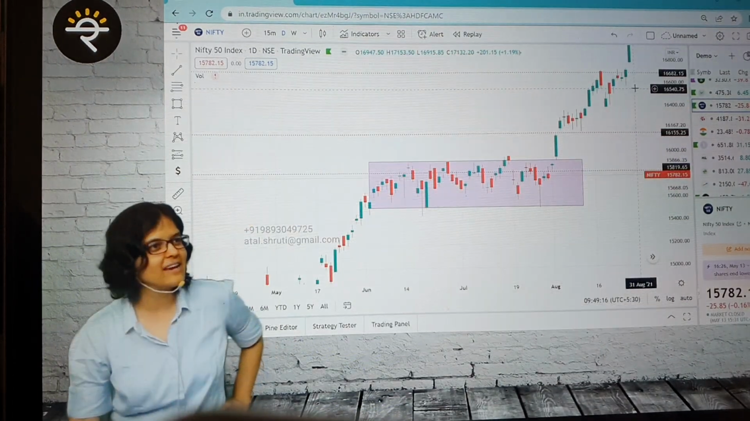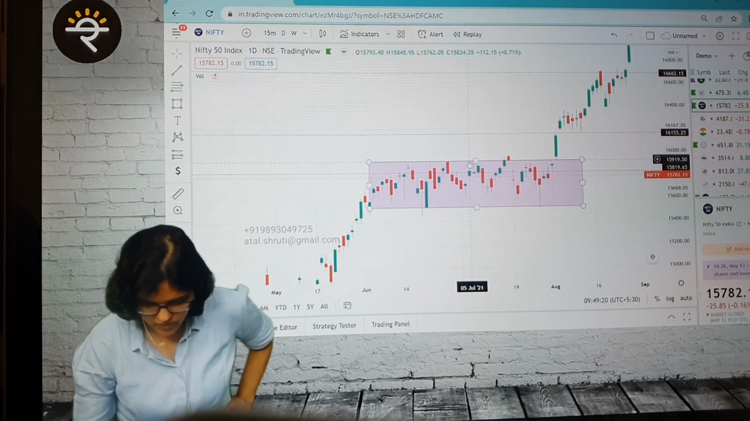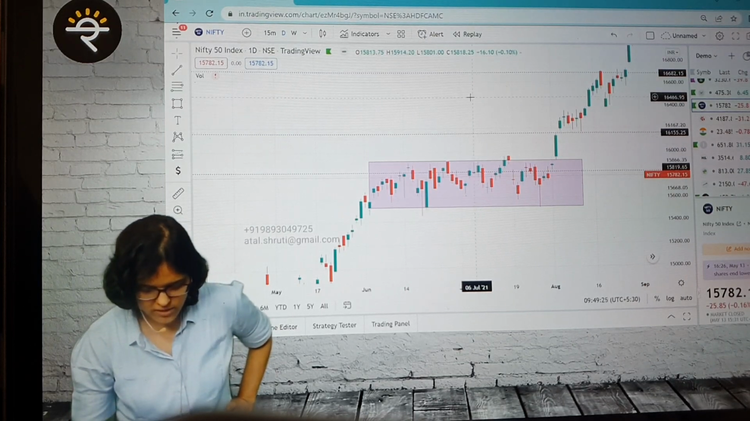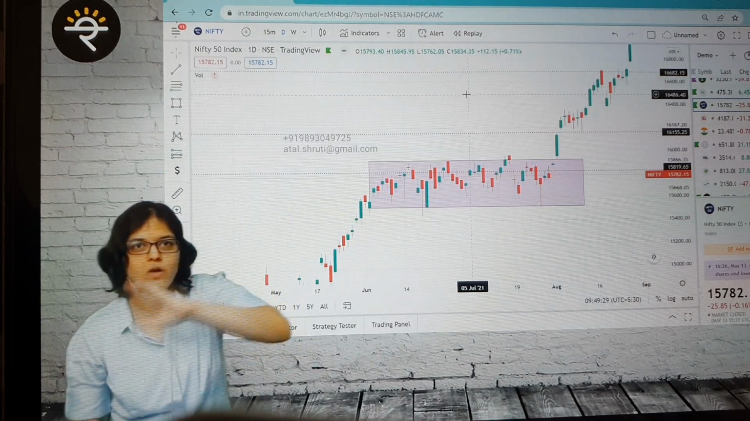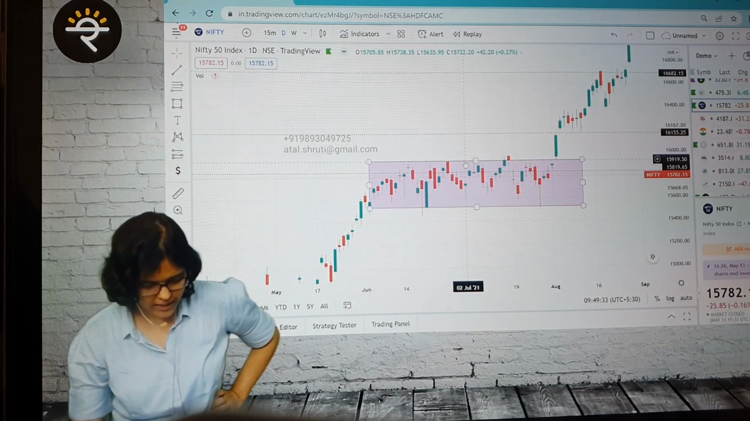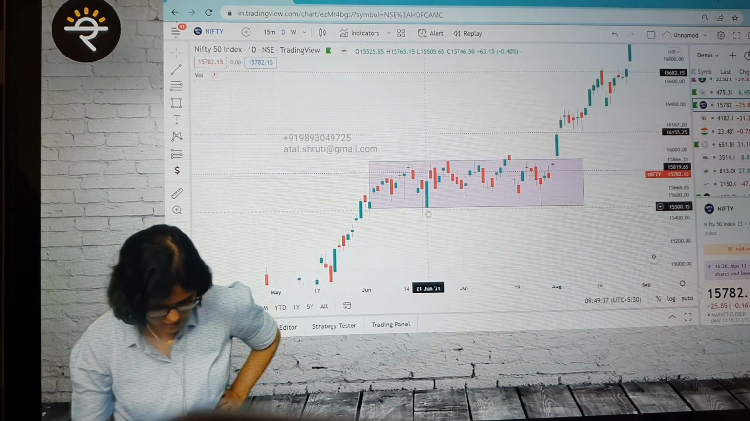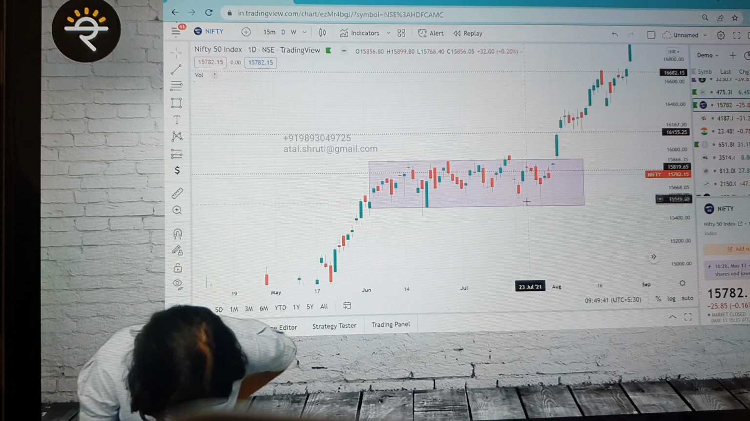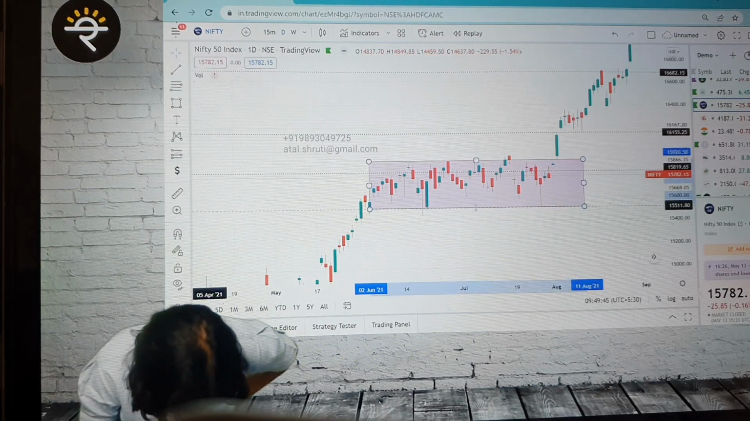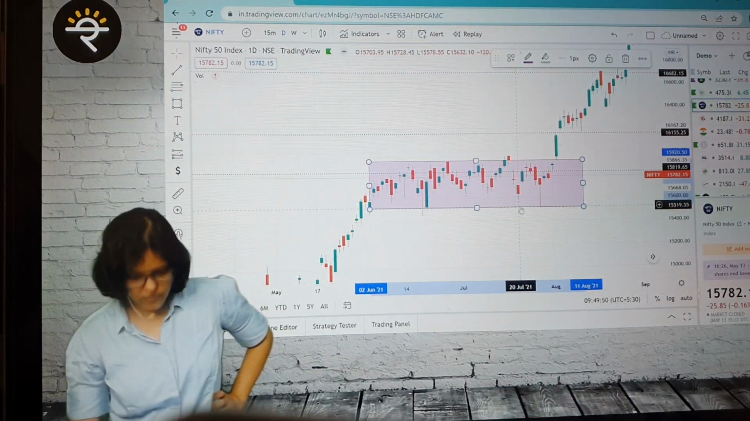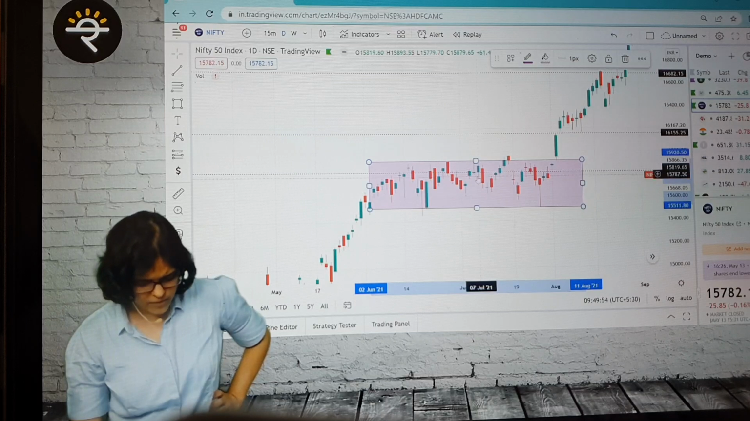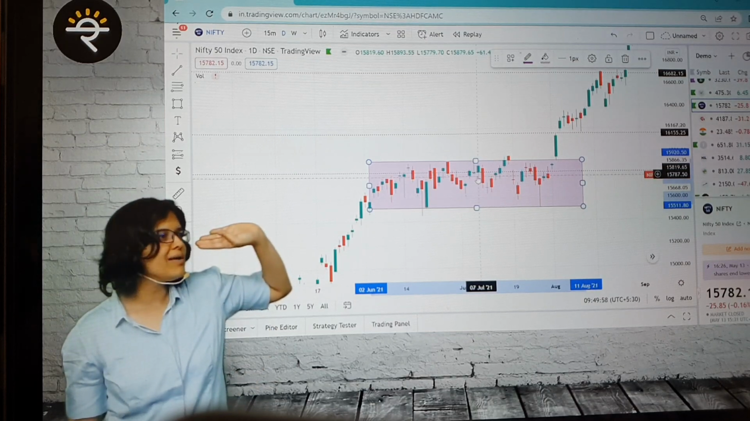Correct? So this level is of what? Here you can see 15,900. As I'm moving the cursor, you can see the number on the right hand axis. On the right axis you have to see. This is the level of what? 15,900. And this is the level. So here you can see this big candle open, and this also you can see the lowest point. Correct or not? Just to be a little bit more precise. Now this is the level of what? 15,500. When is this time frame? June 21 to August 21.